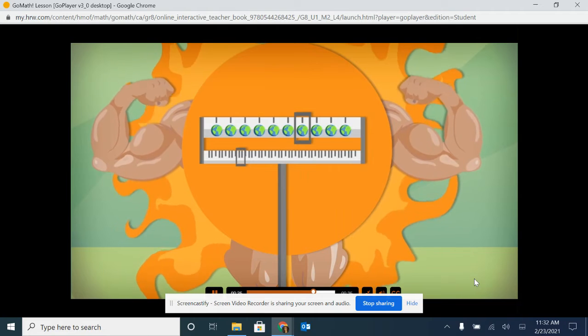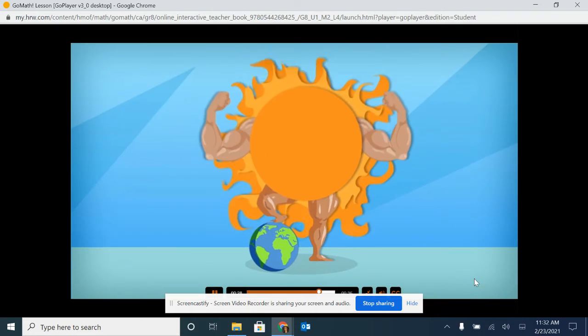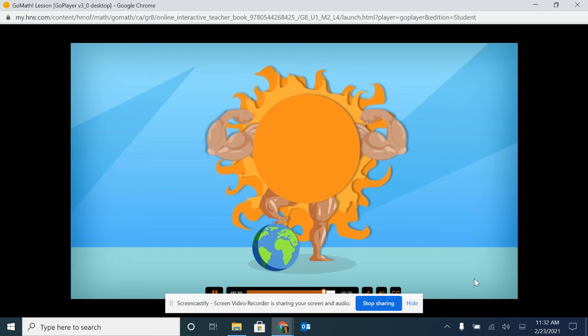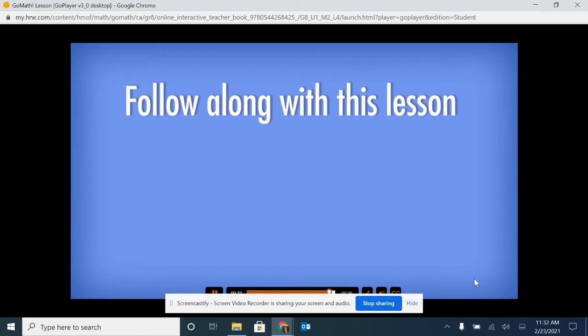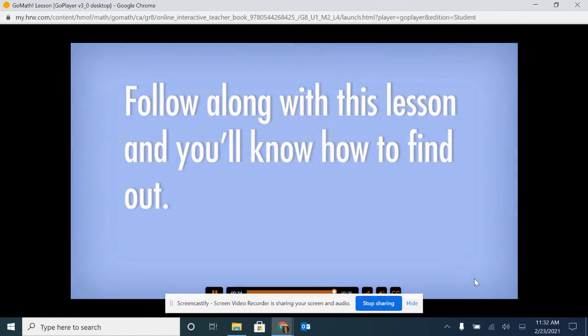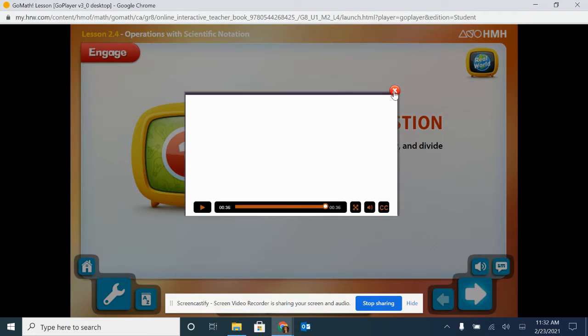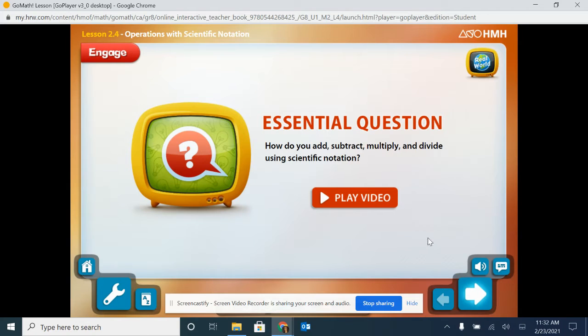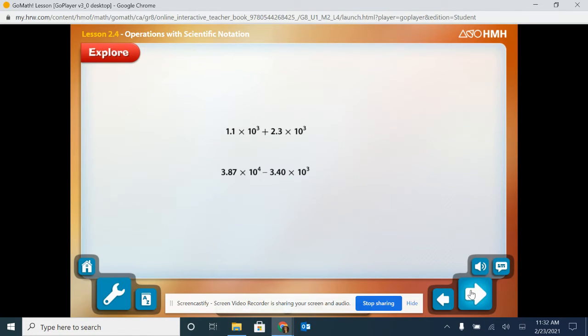So, how many times heavier than the Earth is the Sun? And does this look like a fair match? Follow along with this lesson and you'll know how to find out. Once again, we're going to add, subtract, multiply, and divide numbers in scientific notation. You can add or subtract numbers written in scientific notation.